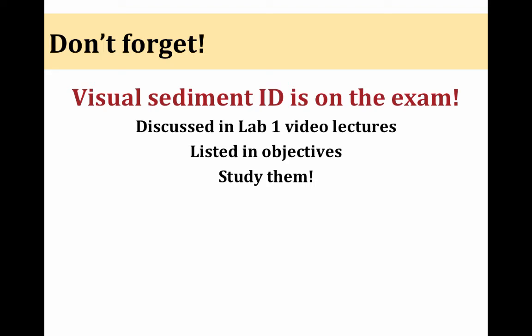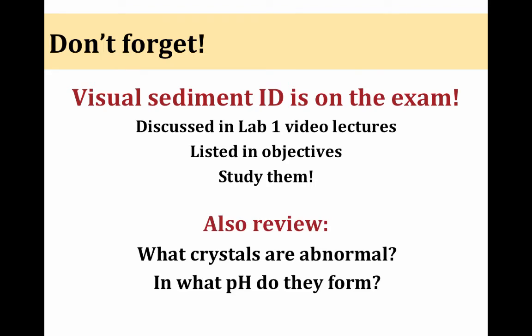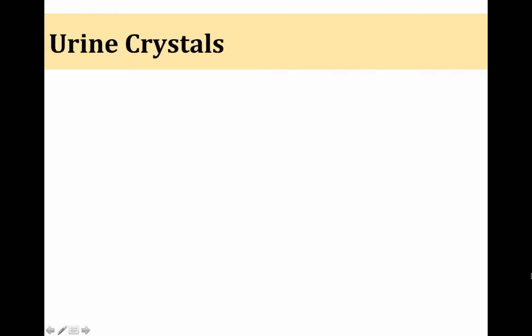Also listed on the objectives are topics that were discussed in the video lectures earlier, such as what crystals are abnormal and in what pH they form. So you should review that as well. Speaking of urine crystals, there's a couple important words we need to tie together in terms of crystal formation and how they affect the kidney.